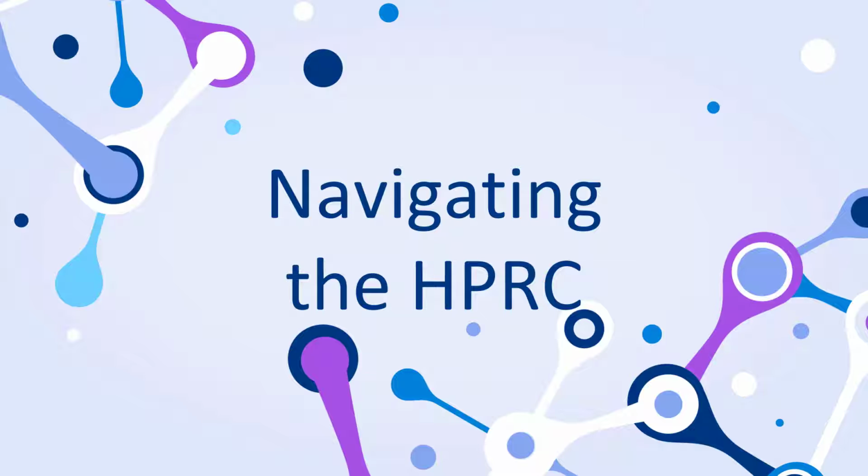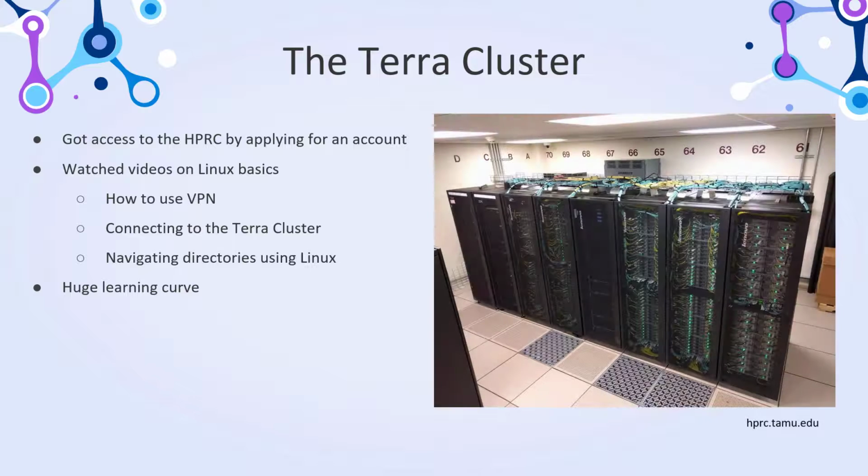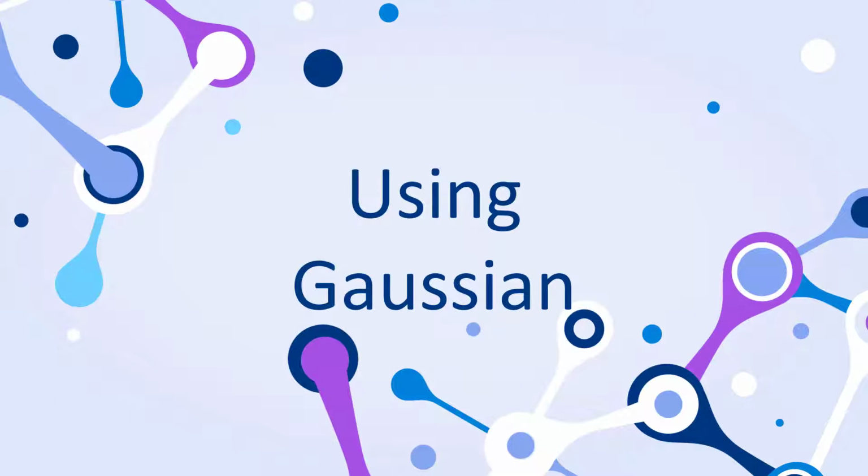Before getting started on all of these goals, I had to learn how to navigate the high-performance research computing facility remotely. I applied for an account through the HPRC and watched several hours of tutorial videos on how to connect to the VPN and Terra cluster, along with learning how to navigate through directories and write job scripts in Linux. Needless to say, there was a huge learning curve. But by the start of the second week of the program, I was in and ready to start running calculations in Gaussian.